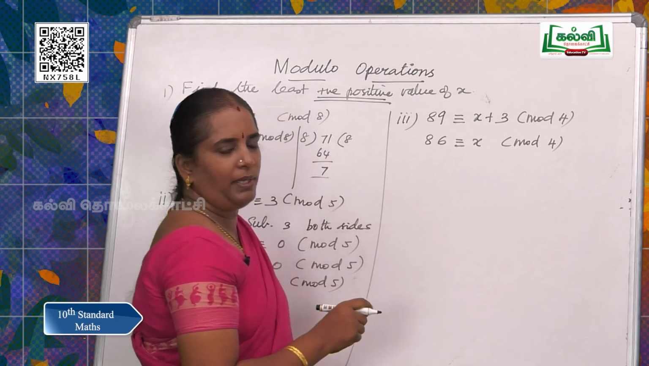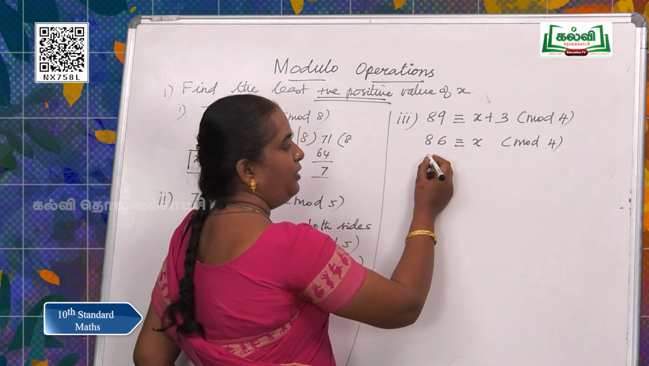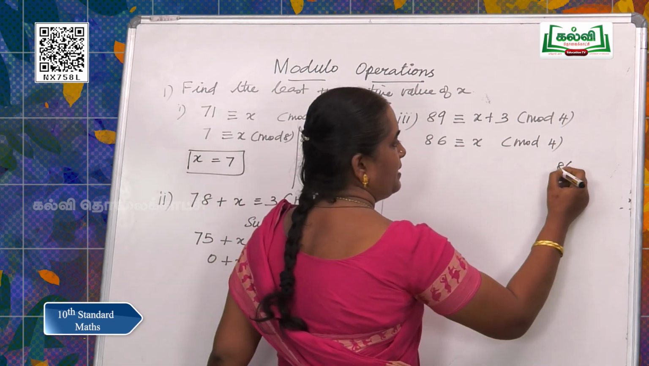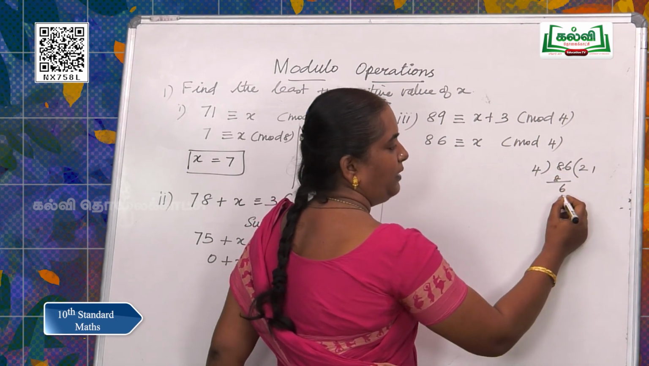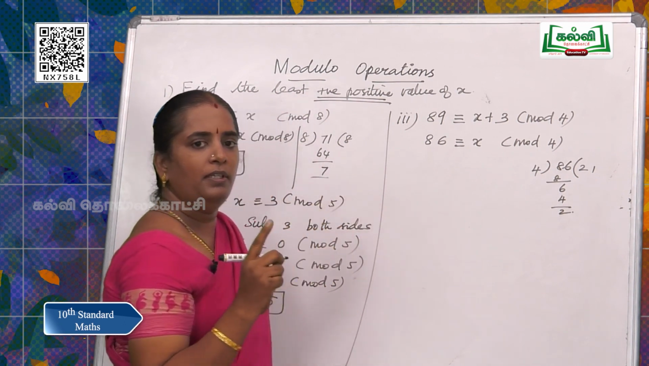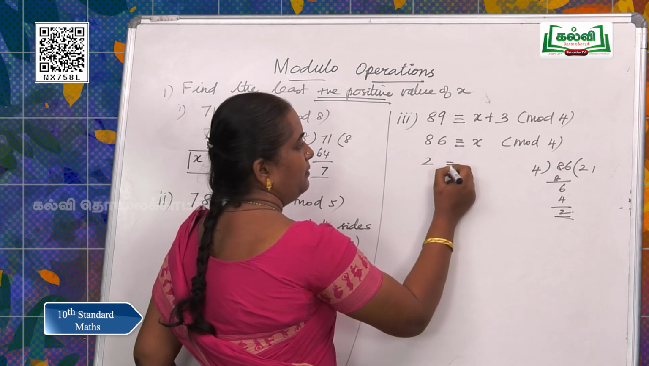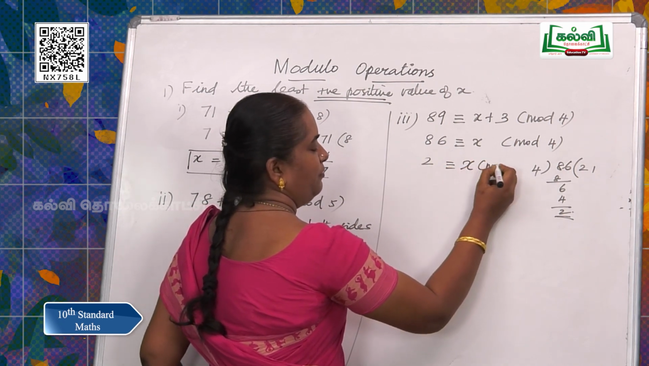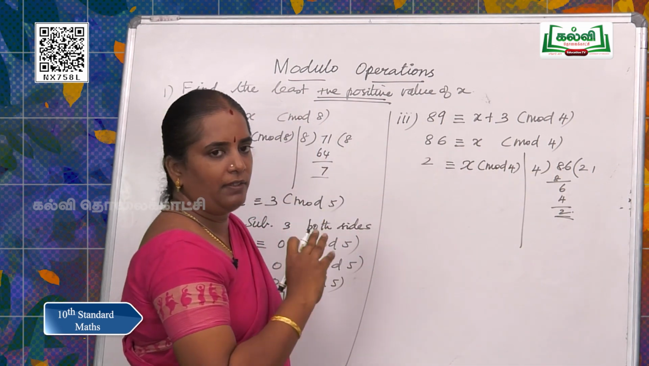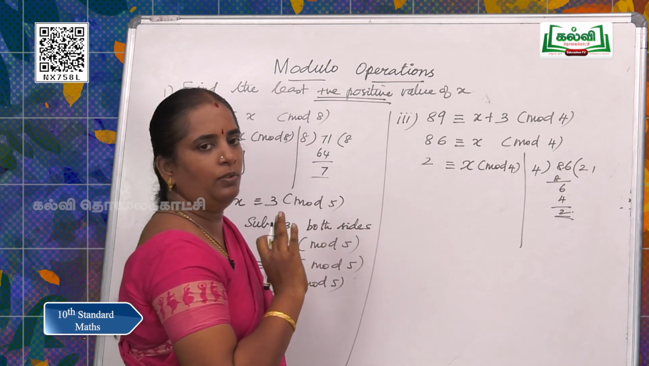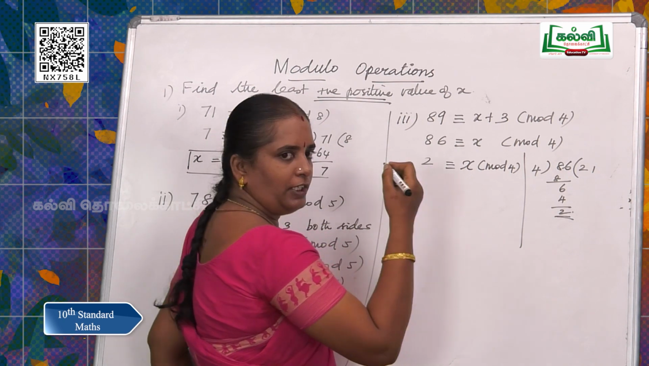We can replace 86 with the remainder on dividing by 4. If you divide 86 by 4, 2 4s are 8, so 6, then 1 4 is 4, remainder is 2. We have to keep the remainder in mind. So, the remainder is 2. Replace that. So, 2 is congruent to x for the same mod 4. We can read the other way also. x is congruent to 2 mod 4.